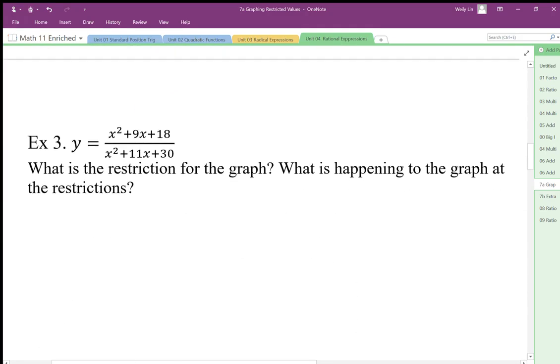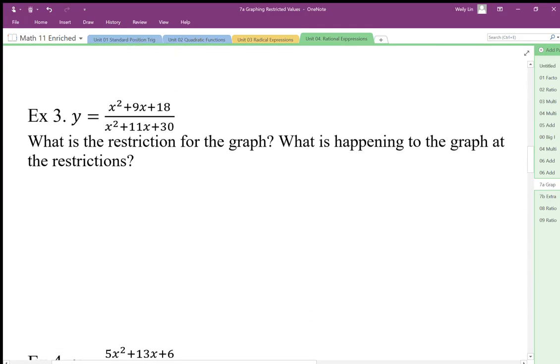When we look at something like this, what we want to do is factor it to figure out what the restrictions are. We want to know what the factors are, because any factor equal to 0 in the denominator makes the whole thing undefined. Now, we don't need to factor the numerator, but we're going to.